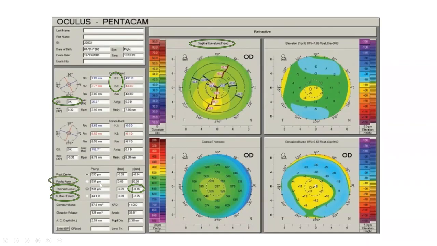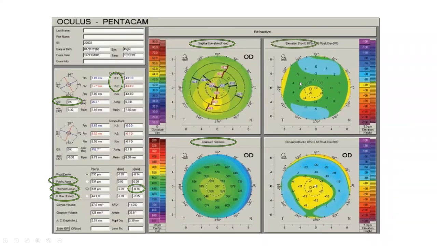Check also for the pachy apex. There shouldn't be a large difference, more than 15 or 20 microns, between it and the thinnest location. Corneal thickness map showing any ectasia or thinning of the cornea. Anterior elevation maps and posterior elevation maps.